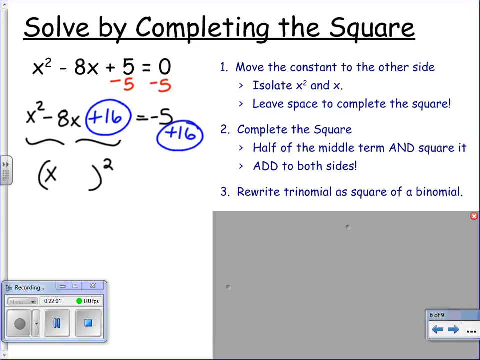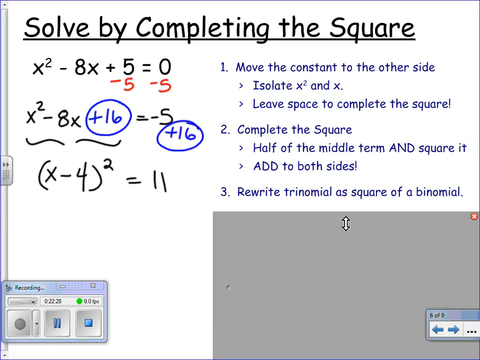This would be x minus 4. I keep the sign of the middle term. It's negative 8, so it's going to be minus. And then the number that goes inside has to be half of the middle term and the square root of the last term. So half of 8 and the square root of 16 is 4. And do your work on the other side. Negative 5 plus 16 is 11.